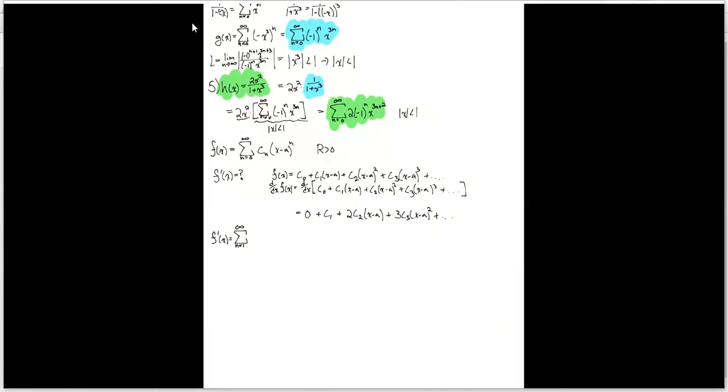And now notice that c is in each one, so we've got cn, but we also now have these 2s and 3s that show up. And there's, of course, going to be a 4 in the next one. So in our sum here, we're going to have n times cn times (x minus a) to the n minus 1, right? And that's going to be our derivative.